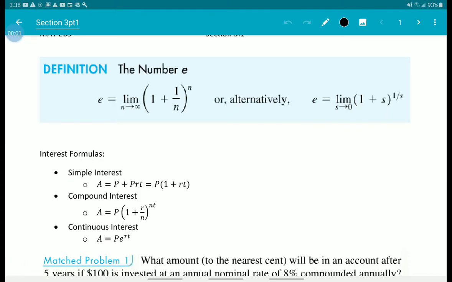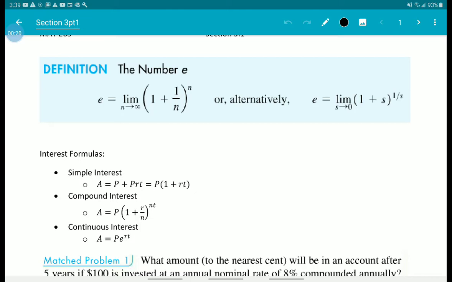In this video, we're going to talk about exponential functions, and we're going to review how to use formulas for compound interest and continuous interest to help us solve application problems. But before we do that, let's talk about the number e.